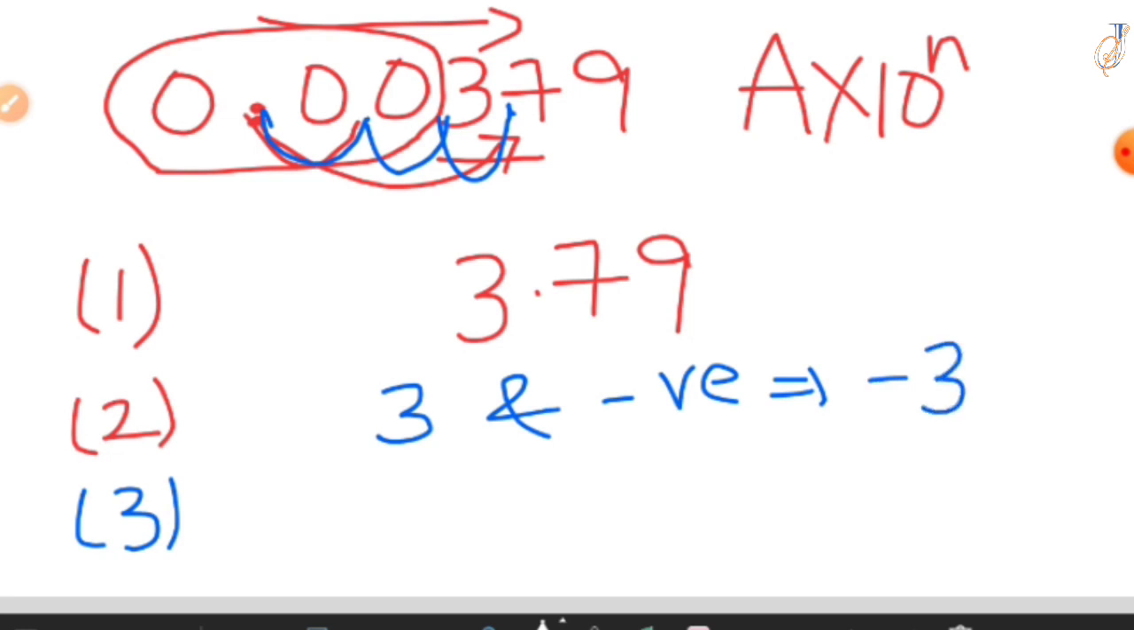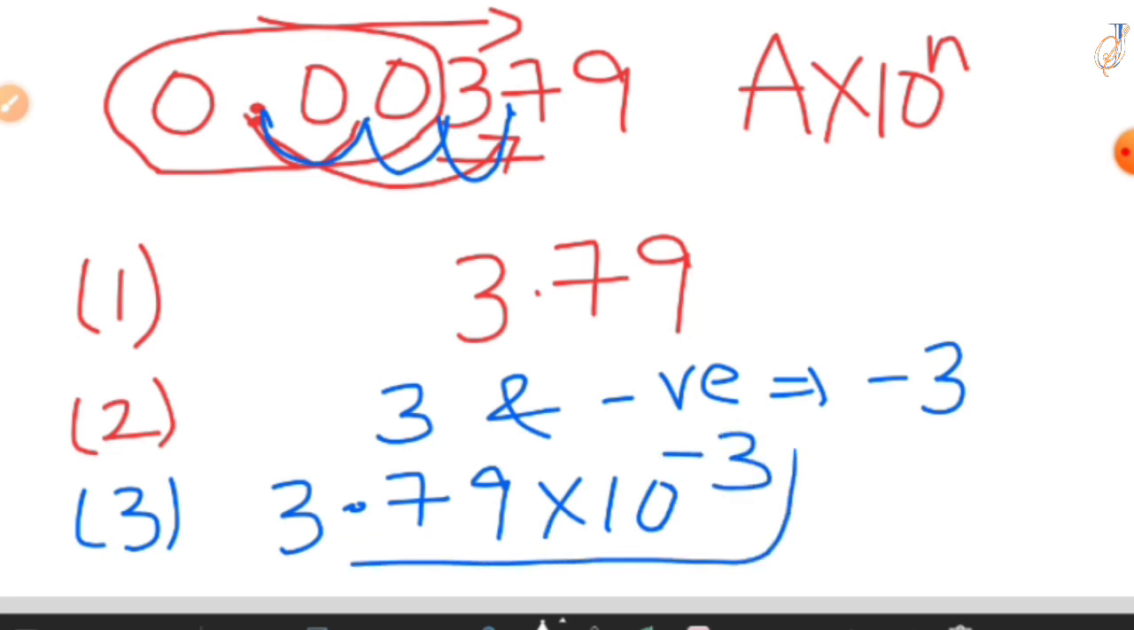Step 3 is write the coefficient from step 1 and multiply by 10 raised to the power of exponent from step 2, which is minus 3. So this will be your result: 3.79 times 10 to the power minus 3.